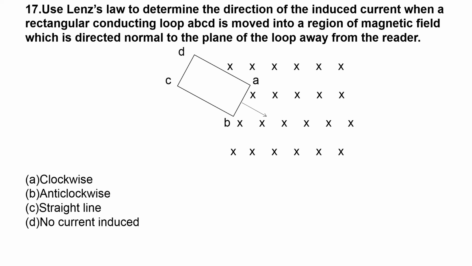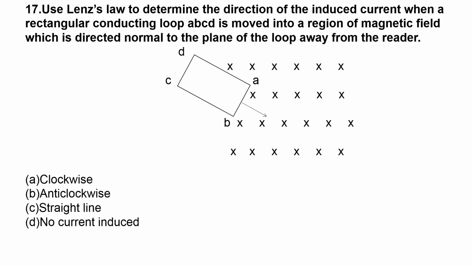So when this rectangular conducting loop ABCD is moving into the magnetic field, the magnetic flux of this conducting loop changes. As there is a change in magnetic flux, an EMF is induced and hence current is also induced in this conducting loop. So according to Lenz's law, this induced current in this conducting loop would be anti-clockwise.